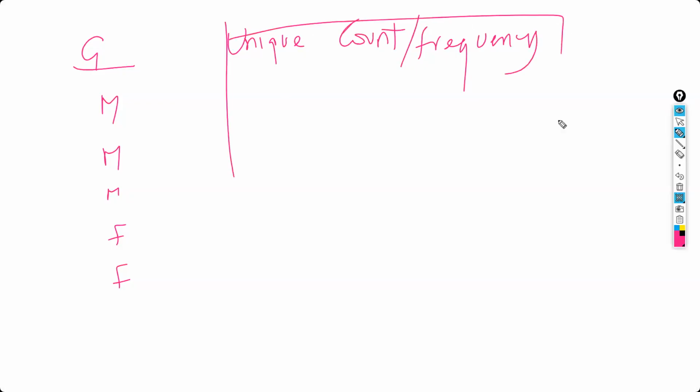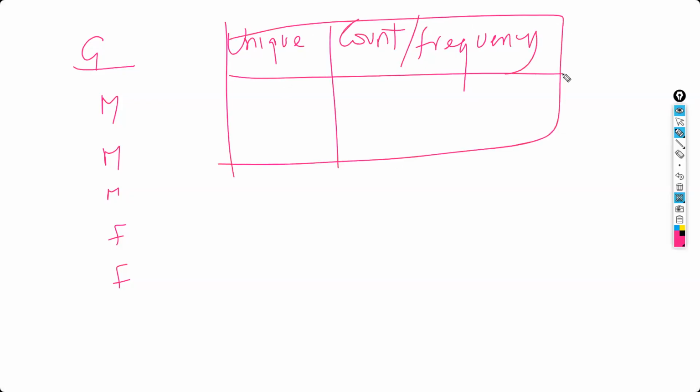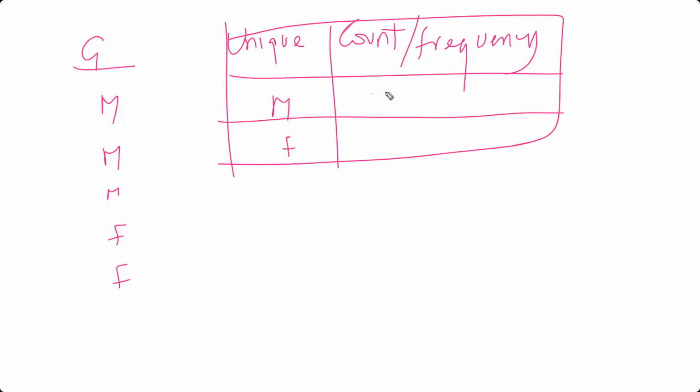First, I'm going to create a table for this. In the table, what are the unique values? M, F. How many M's are there? 3. How many F's are there? 2. This is called as frequency table. Frequency table means unique values along with their frequencies, that is count. In pandas, it is value counts. So that is a frequency table basically.